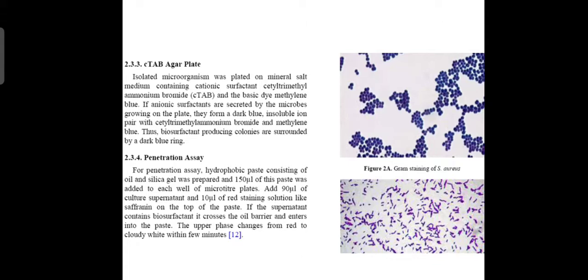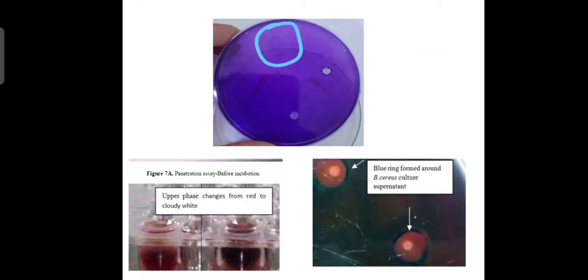In the same way, in case of the penetration assay, a hydrophobic paste consisting of oil and silica gel was prepared, and 150 microliter of this paste was added to each well of microtiter plates. Above this, 90 microliter of the culture supernatant and 10 microliter of safranin stain were put. If the supernatant contains biosurfactant, it will cross the oil barrier and enter the paste. So this is how we were able to identify whether the organisms could be good biosurfactant producers.